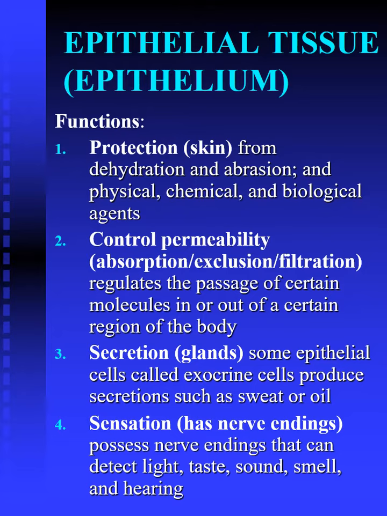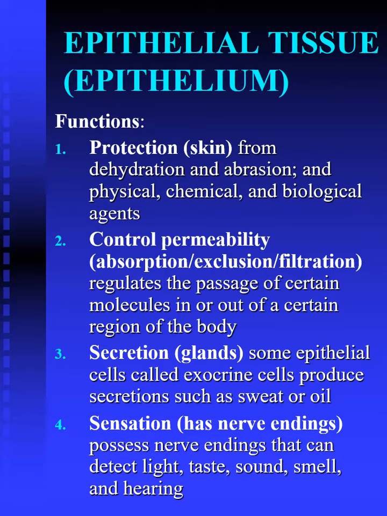The second function is that epithelial tissue is selectively permeable, and so this tissue is commonly referred to as a gatekeeper because it regulates movements into and out of the body. This is important for absorption, filtration, and exclusion of different materials. If we think of our skin, it is our first layer when we're exposed to external agents or materials, and then each organ has its own set of epithelial tissue, which can regulate whether that agent will enter or exit that organ or not.